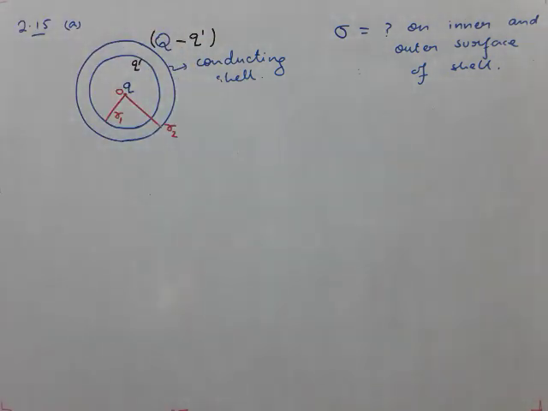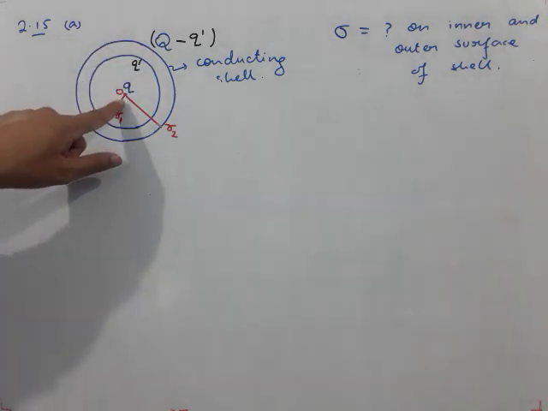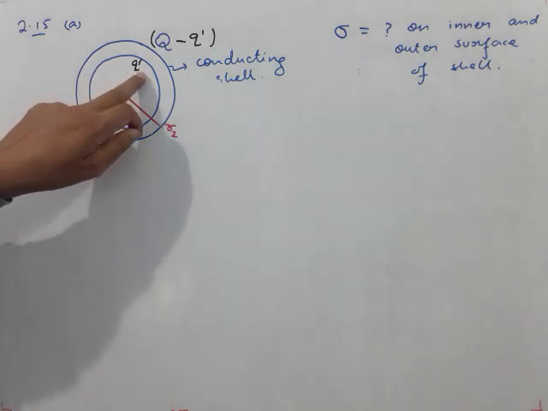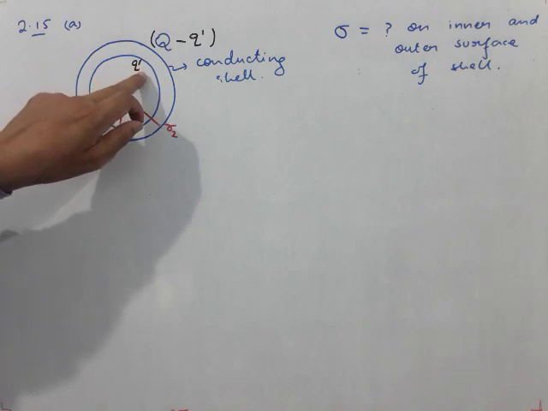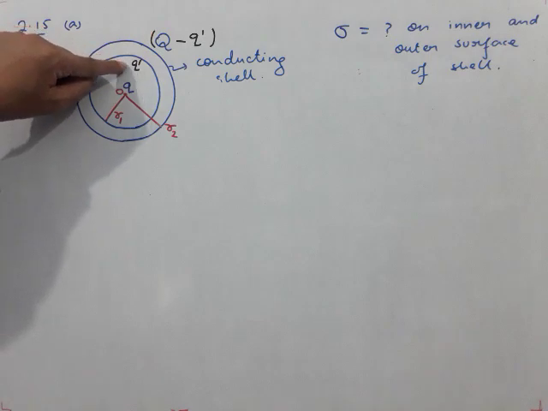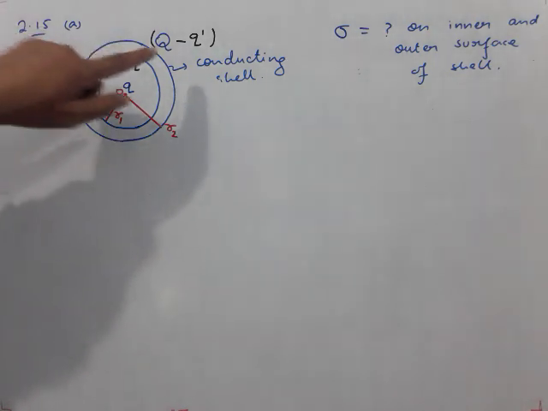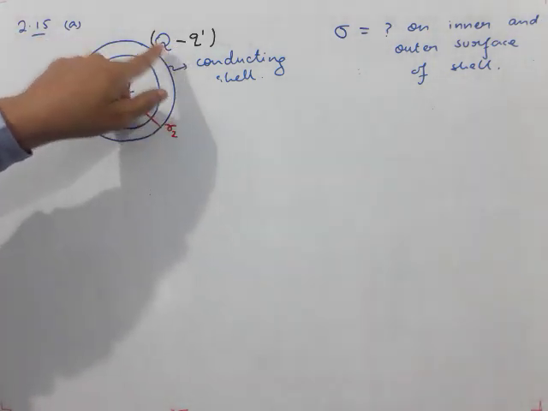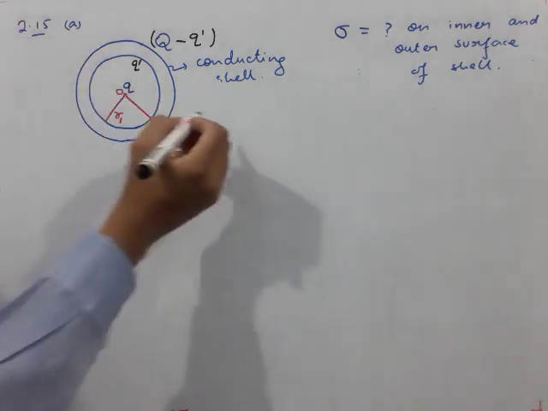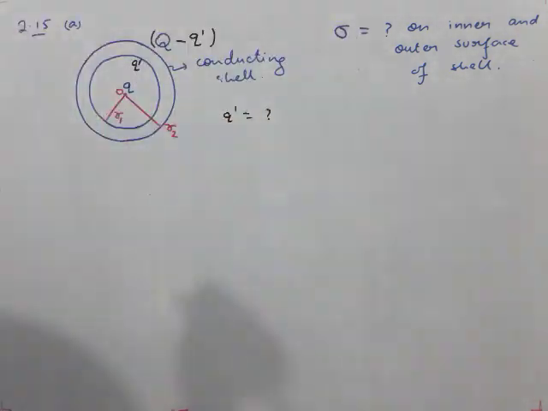Let me repeat again. The total charge was capital Q. Out of Q, because of the charge small q at the center, some charge, say Q dash, we don't know how much it is, we will find it out, appears on the inner surface of the shell. If Q dash appears here, the remaining charge, that is Q minus Q dash, will appear over the outer surface. The sum of these two, you can see Q dash and Q dash will cancel, will be equal to capital Q, which is the total charge on the shell. So our task is now to find Q dash. Once you know Q dash, we can easily find sigma.